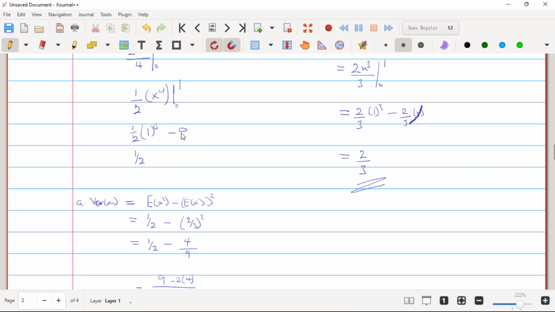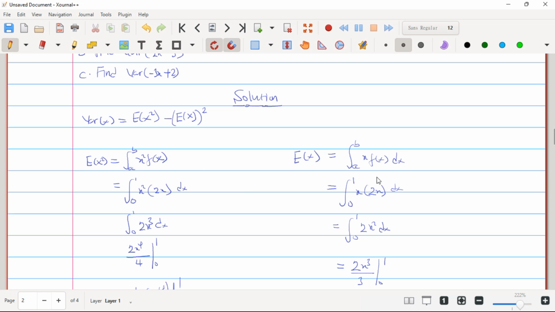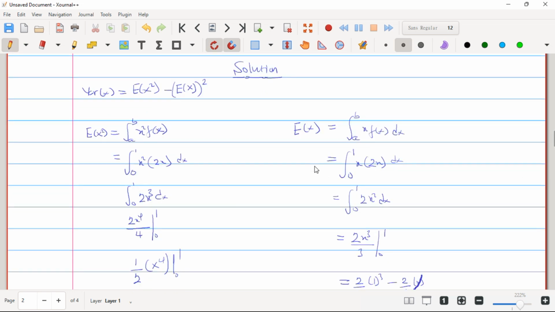Because once you put 0 into this function, everything is going to be 0, right? So we are going to get half. We have to also know how we find our expectation of x. Our expectation of x is just the integral from a to b of x times the function, right?